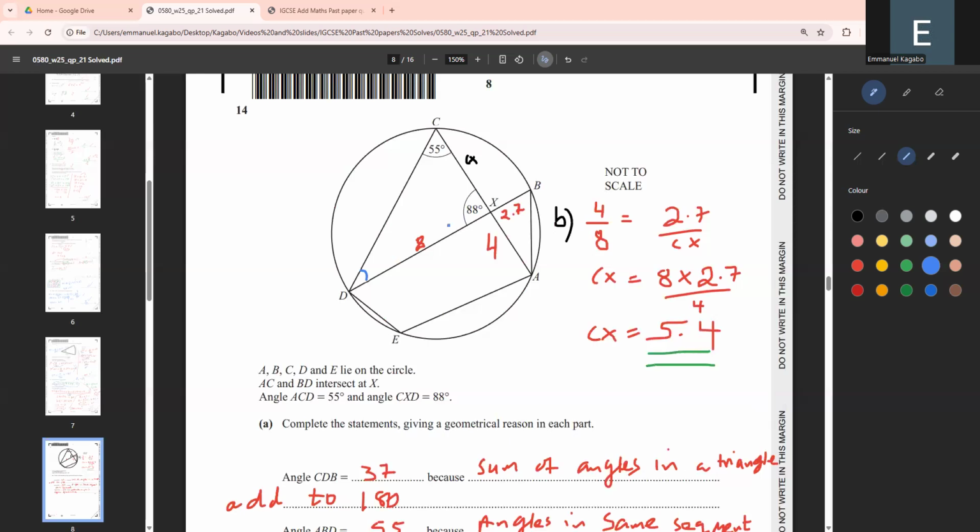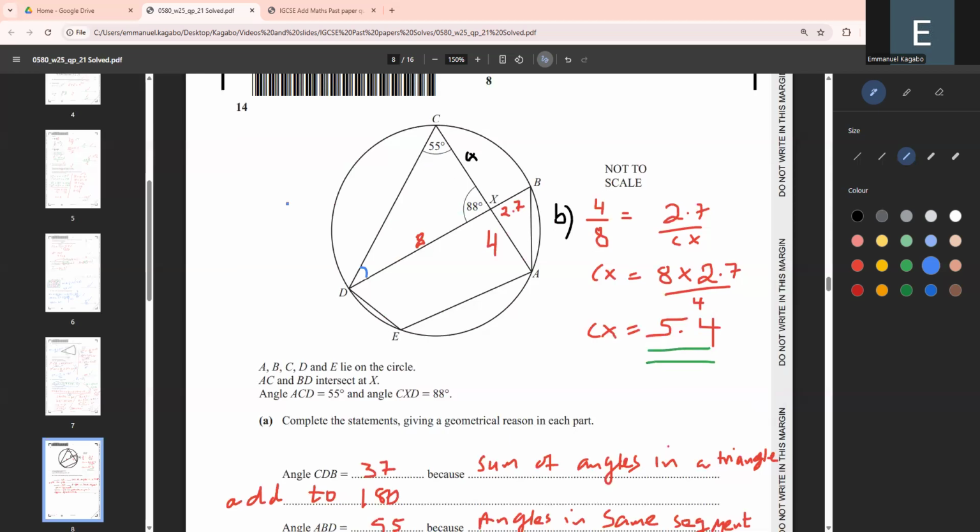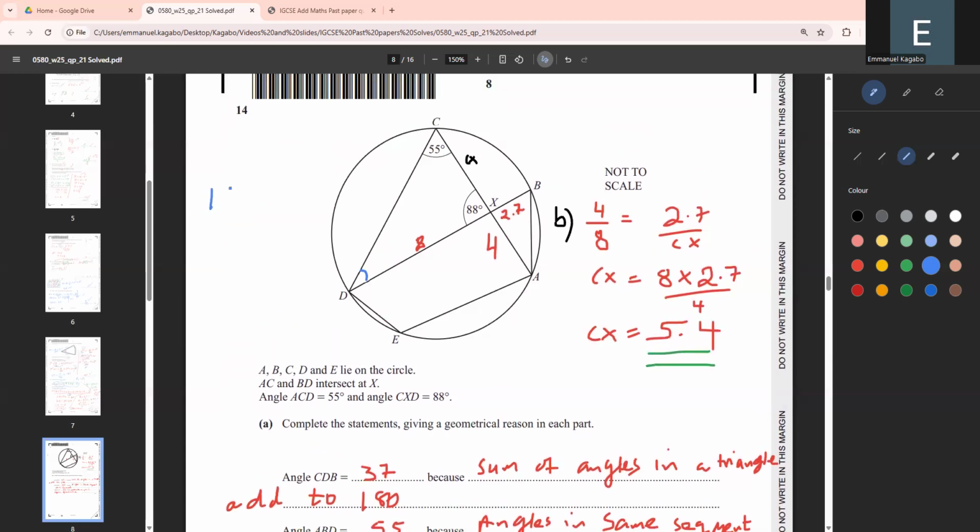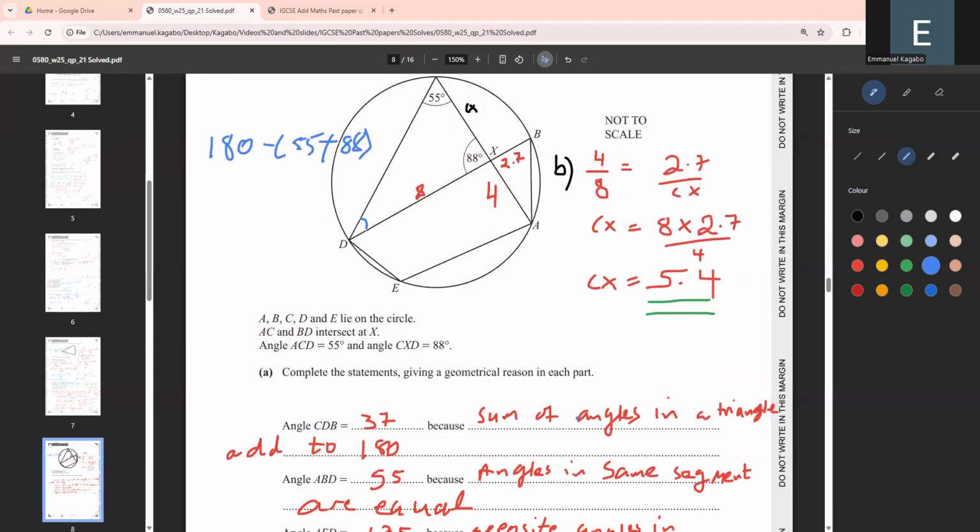But they gave you this, and this. So angles in a triangle add up to 180. So you get 180 minus the bracket 55 plus 88 altogether. When you work out the sum of angles and subtract, you're going to get 37. That's the angle, 37. The reason being, angles in a triangle add up to 180. Okay, very good.